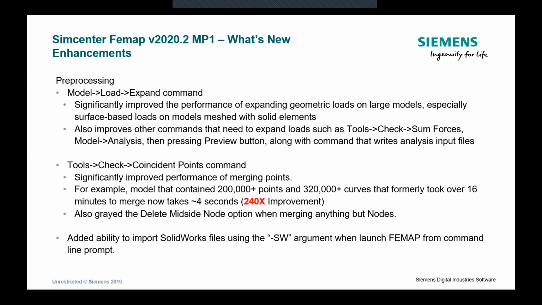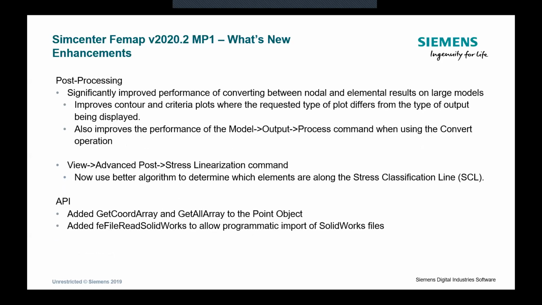We also added the ability to import SolidWorks files with an SW argument if you're using the command line prompt. There's a significant improvement when converting between nodal and element results when you're looking at a contour plot. This also had the added benefit of helping out the model output process convert command. So again, just another huge improvement. Even though it was brand new, we actually found a much better algorithm to determine which elements were along the stress classification line in stress linearization. And then we added some new API commands there.